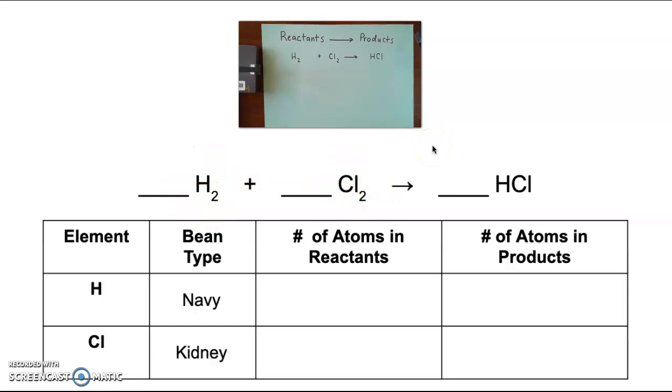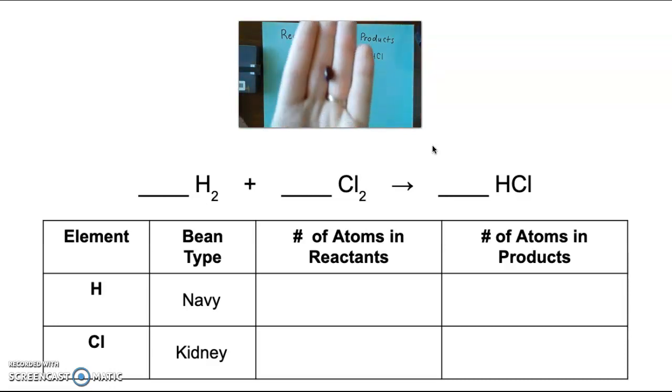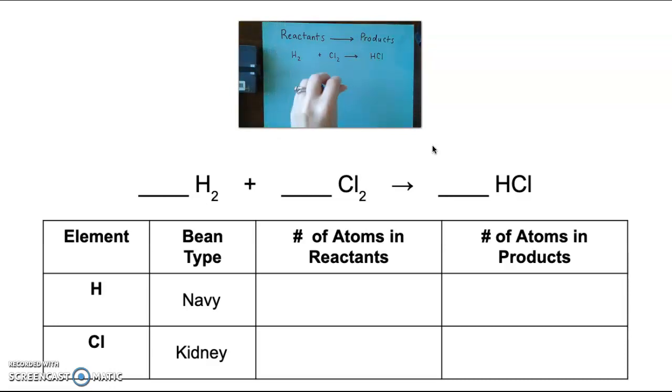All right, so I'm going to pick navy beans for hydrogen. These are these little light tan guys, so that's going to be my hydrogen. And then I'm going to use kidney beans for my chlorine. So those are these little red beans here. Okay. Now what I want to do is I'm going to start off by building 1 molecule of each type for hydrogen, chlorine, and then hydrochloric acid here. So notice I've got a subscript 2 for this hydrogen, so I'm going to need to make my molecule with 2 little navy beans there.